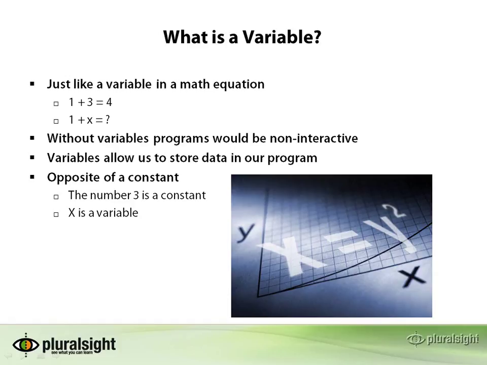And you can see here I've got an example of 1 plus 3 equals 4. There's no variable in there. But if we said 1 plus x, then it's going to be equal to something unknown. It depends on what x is. Same thing in a programming language. And if you think about it, really, if we didn't have variables in a programming language, some way to vary the input or what was stored, programs wouldn't be interactive because they would perform the same thing every time.